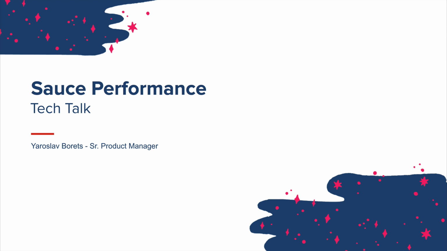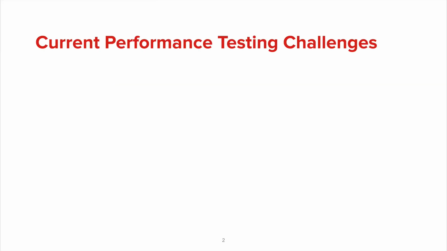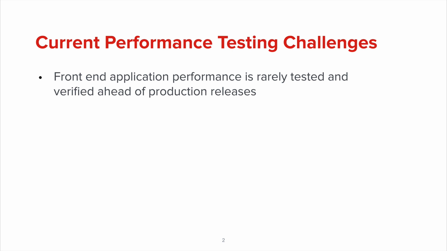Before I dive into the product, I really wanted to talk about some of the current performance testing challenges that our customers have reported to us in the past. Number one, front-end application performance is rarely tested and verified ahead of production releases. In many cases, organizations are finding performance issues either when they hit production using their RUM products or when customers actually report issues via support channels.